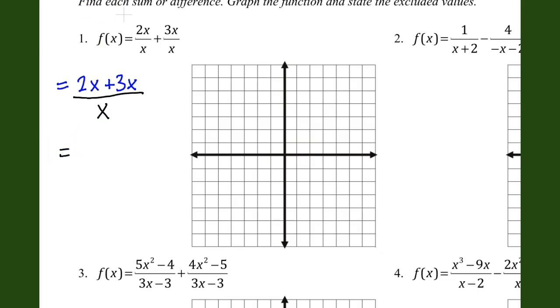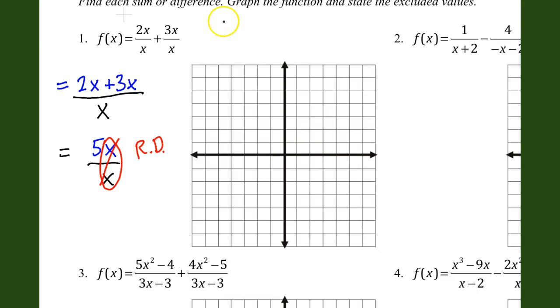So far, so good. 2x plus 3x is 5x over x. And we have the x's that cancel out. Now, I didn't have an x plus 2 or x minus 2, so my open circle is not at 2, it's negative 2. But what happens if it's just an x? What does that mean?